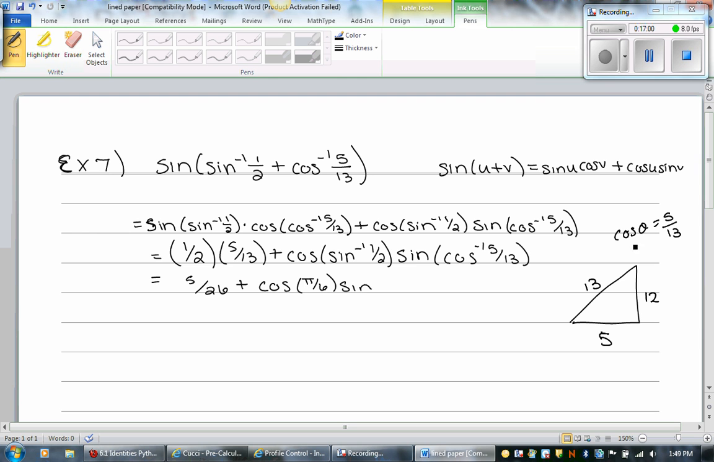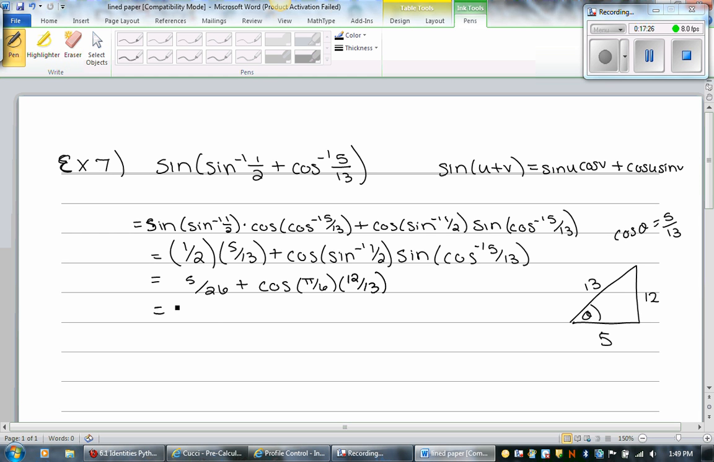So cosine theta is 5/13, and I want to find sine of theta. We can go right from this reference triangle and know that sine is opposite over hypotenuse. So that whole piece is going to become 12/13. I can actually take away that sine and write it as a whole as 12/13.